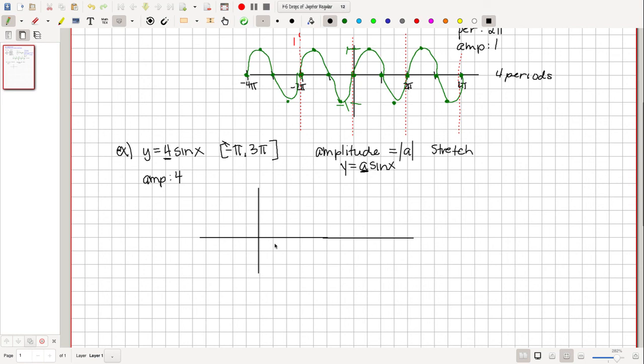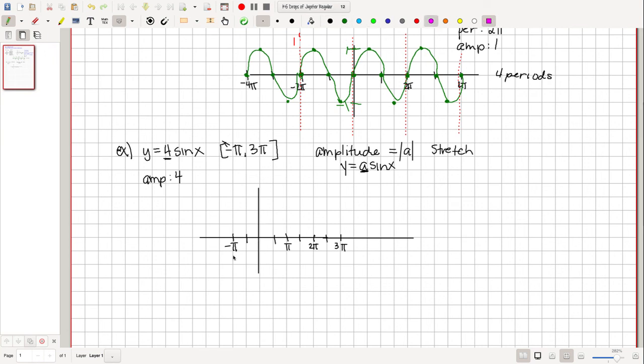So let's count by pi over 2's. If I count by pi over 2's, this is going to be pi, 2 pi, 3 pi. And then in the other direction, that would be negative pi. So here's the window that I'm wanting to graph. Okay, now, our first point goes at the origin.